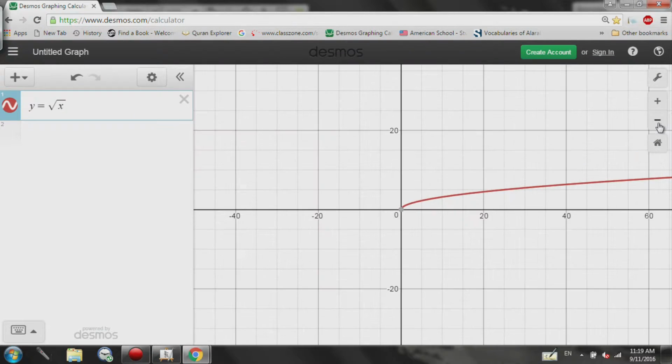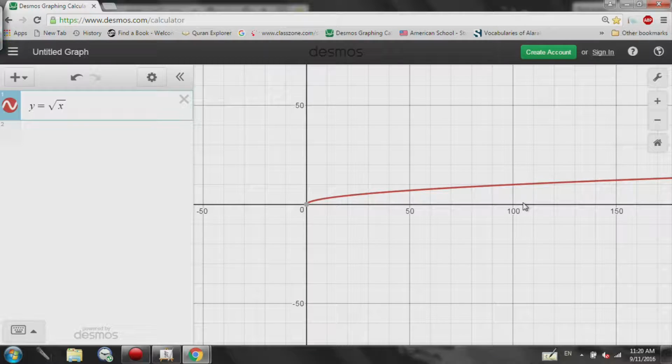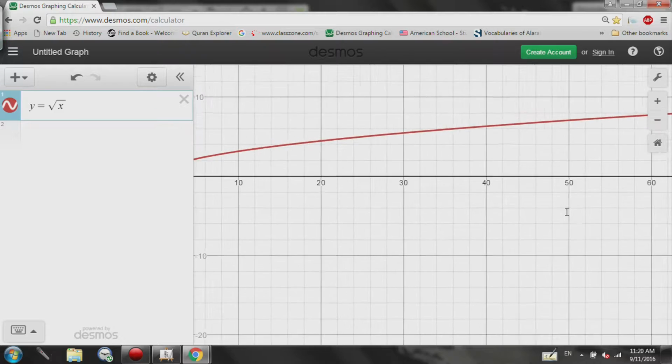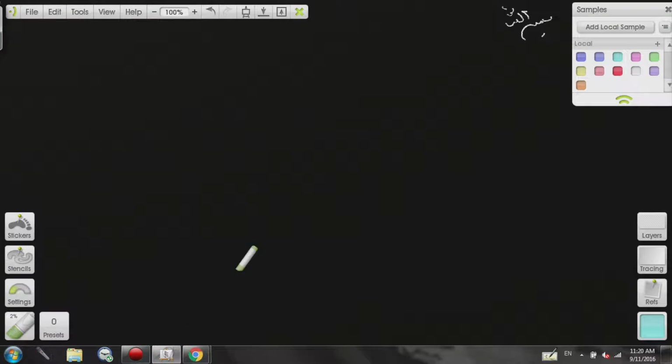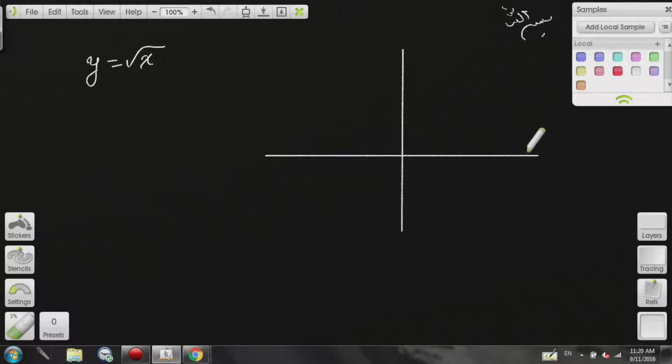And this, let me zoom out over here. See, it's always restricted. It's only in the first quadrant. Okay, so now that we know that this is the parent function, we can learn a few more things about it. So let me draw this out, the parent function. If the parent function looks like this, that's y equals square root of x.